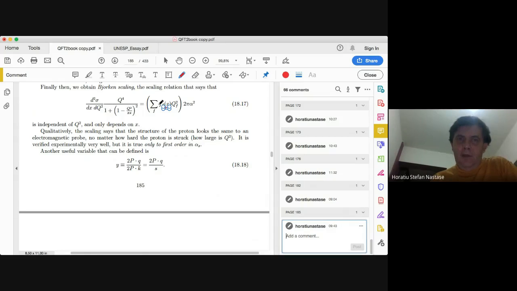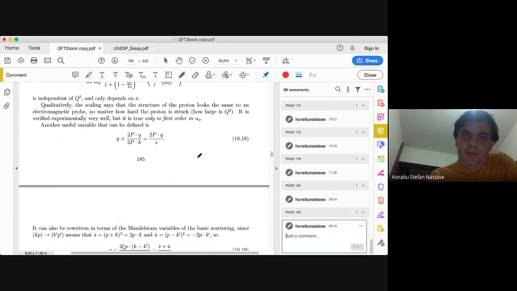And so this Bjorken scaling is verified experimentally very well, but this is a relation that is true only to first order in the strong coupling alpha S. To second order, we will see there's a correction to that. We'll describe that in the next lecture when we talk about the Altarelli-Parisi equation.